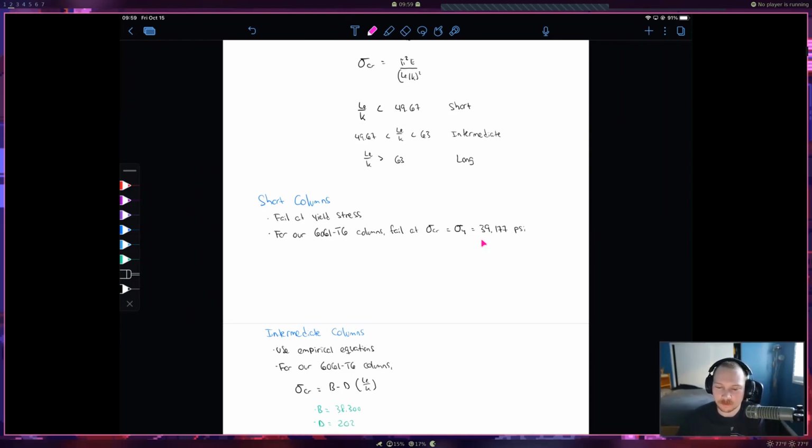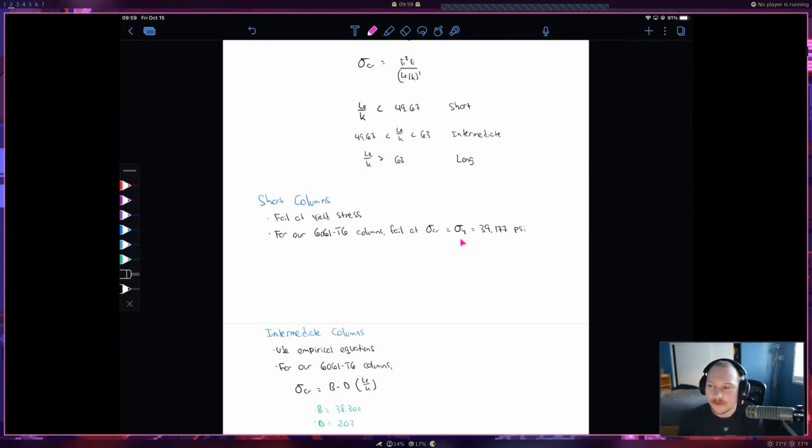Okay. So if we had, I don't know, three short columns here, we're saying that they all fail at this value, but really the first one might fail here, the second is going to be a little lower, and then the third will be even lower. Okay, that makes sense. So the greater the length, the lower the critical load. Yeah. Or the critical stress.